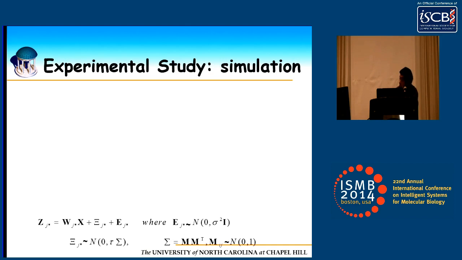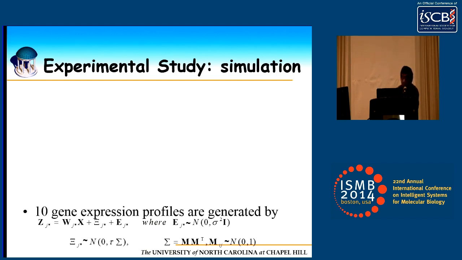For evaluation, we first do the simulation study. Specifically, we generate 10 different gene expression profiles using the formula below. The formula contains three parts. The first part is the signal part, which is the multiplication of the weighting matrix W and the SNP matrix X. The second term is used to model the confounding factors. And the last term is for the noise.